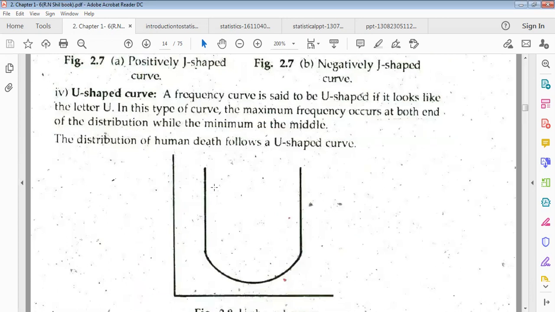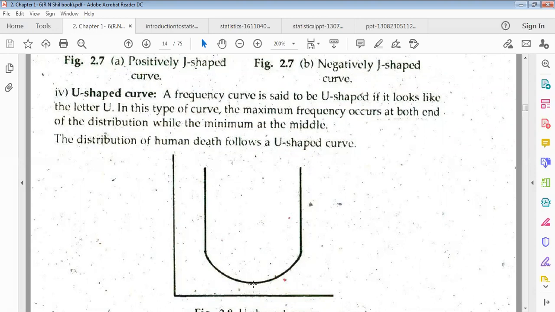And if you get these types of curve, U-shaped, this looks like U. A frequency curve is said to be U-shaped if it looks like the letter U. Okay, in this type of curve, the maximum frequency occurs at both ends of the distribution, while the minimum is at the middle. This is the middle. Okay, middle of the U.